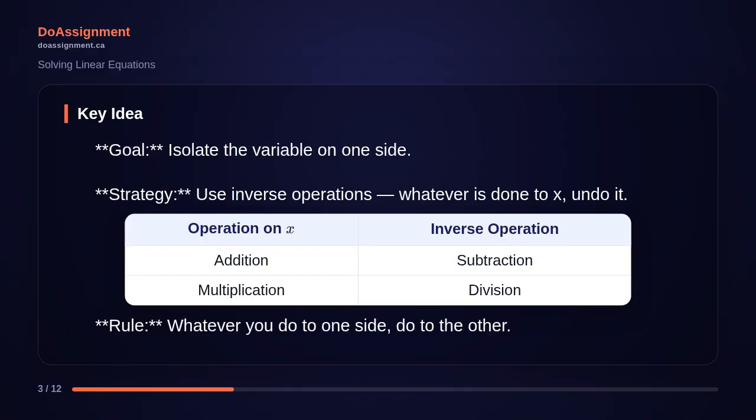The entire goal of solving a linear equation is to get the variable by itself, to isolate it. We do that using inverse operations. If something is added to x, we subtract it. If x is multiplied by a number, we divide. The golden rule is whatever operation you apply to one side of the equation, you must apply to the other side. That keeps the equation balanced.